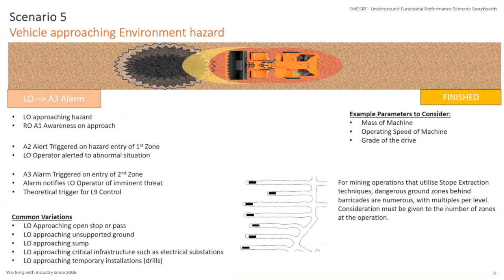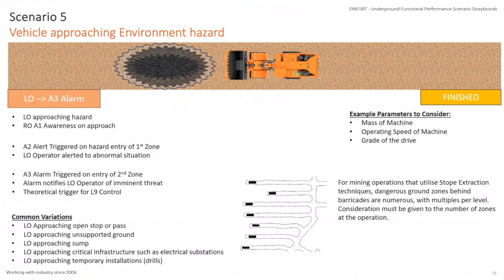We also have other variations of hazards. So we talked about voids and unsupported ground, but we've got things like sumps. So lots of operations won't barricade their sumps because they're concerned about some of the smaller vehicles driving into the sumps and getting immersed. And we've also got critical infrastructure such as an electrical substation. The last thing we want is a loader driving full barrel into a transformer or electrical substation. It'd be quite a catastrophic collision.